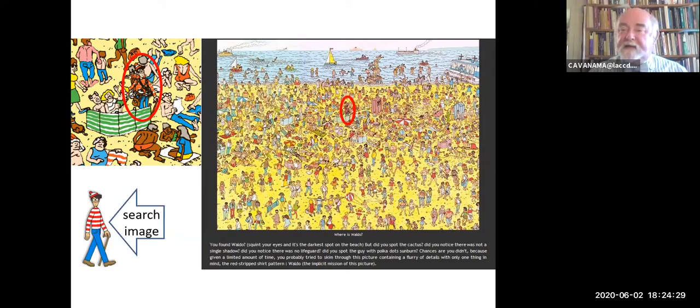Hidden in plain sight. You need to foreground Waldo from the background that's similar to Waldo. You need a search image to do this. It can be done, but it takes some work. And all these things are true of what fossil hunting scientists do as well.